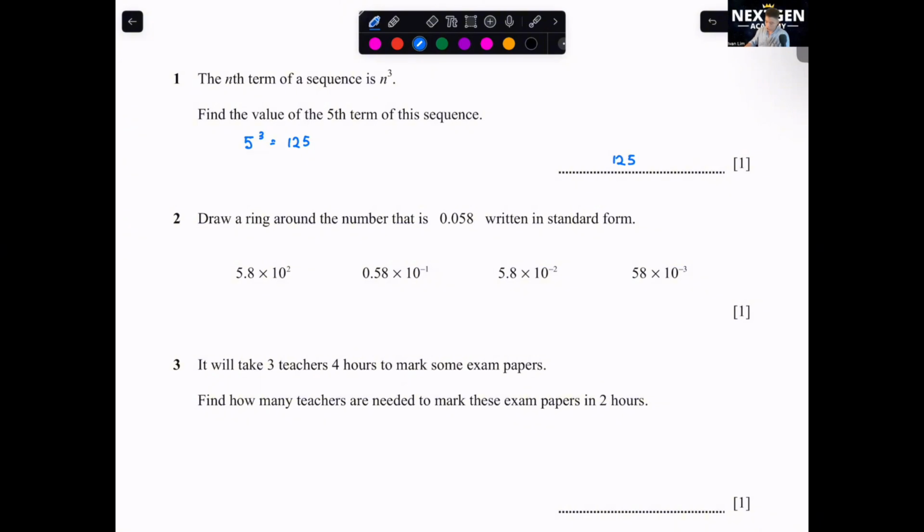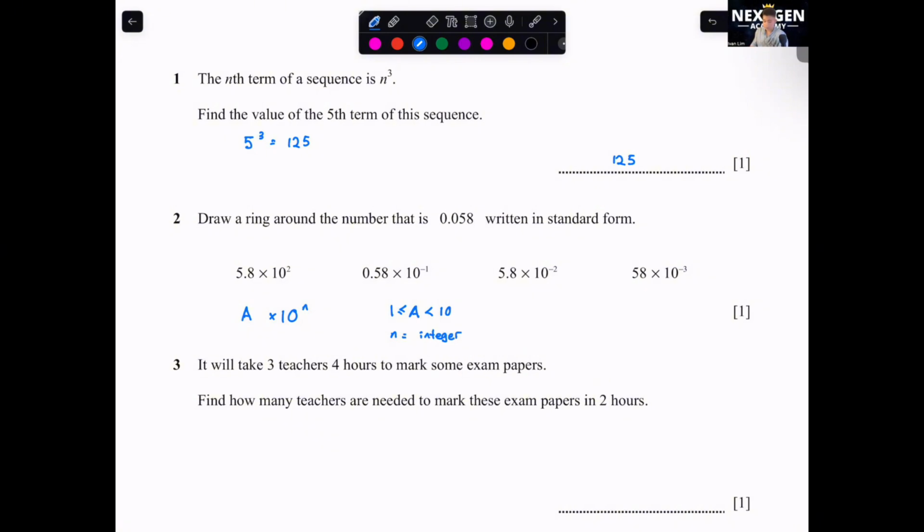Number 2. Draw a ring around the number that is 0.058 written in standard form. Remember what standard form is? We need to put it like this: a times 10 to the power of n, where your value of a, the digit before the decimal point, has one digit. The criteria is from 1 to less than 10, and n is an integer. Integer means whole number, whether it is positive or negative, it doesn't matter.